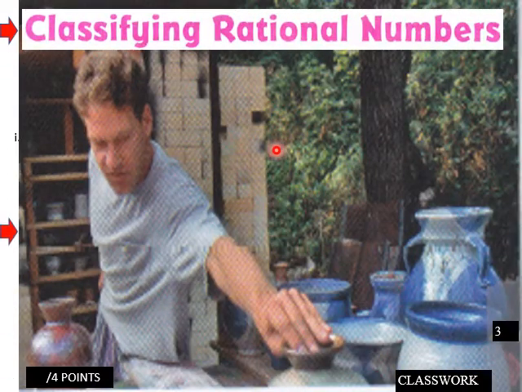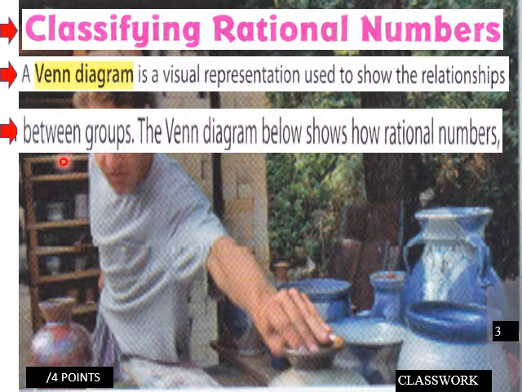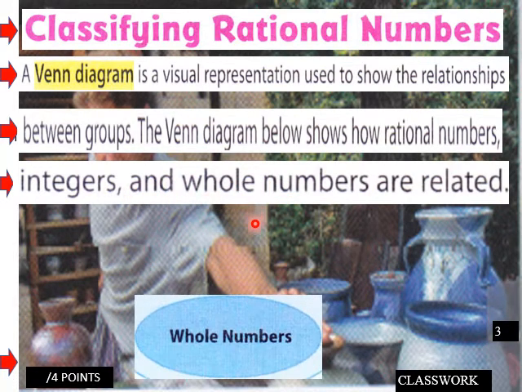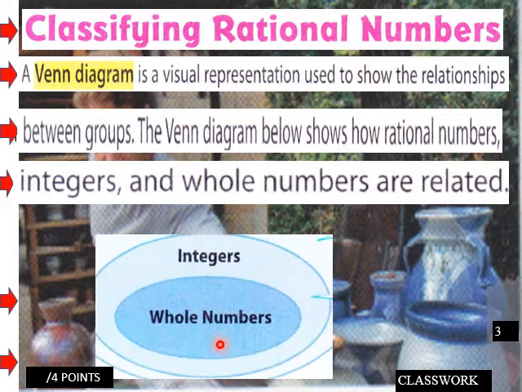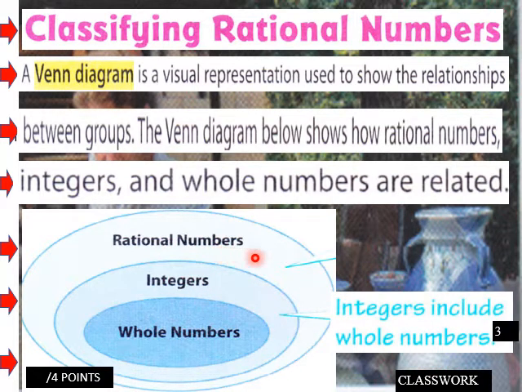Okay, page 3 of our classwork today, classifying rational numbers. A Venn diagram is a visual representation used to show the relationships between groups. The Venn diagram below shows how rational numbers, integers, and whole numbers are related. So here would be whole numbers, and then we have integers outside of whole numbers in our Venn diagram, and then our rational numbers will be outside of integers. So all of these would fall inside the definition of a rational number.